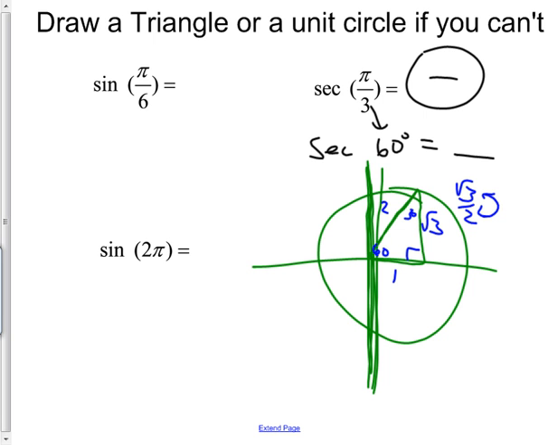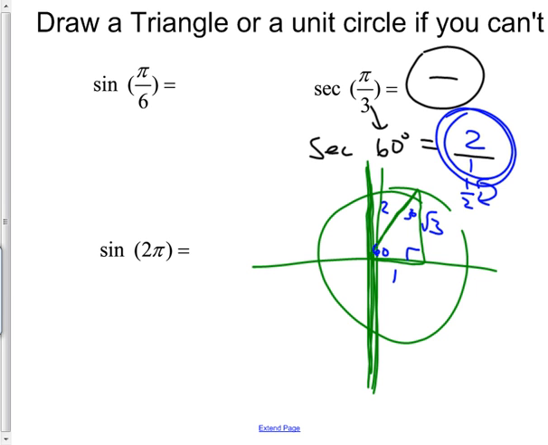Oh, did I do something wrong? Cosine. Cosine is adjacent over hypotenuse. I just did opposite over hypotenuse. Dang. I shouldn't have. Cosine is adjacent over hypotenuse. There we go. 1 over 2. Then you got to flip them. So it's 2 over 1.